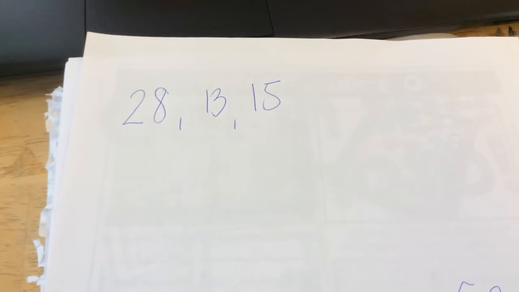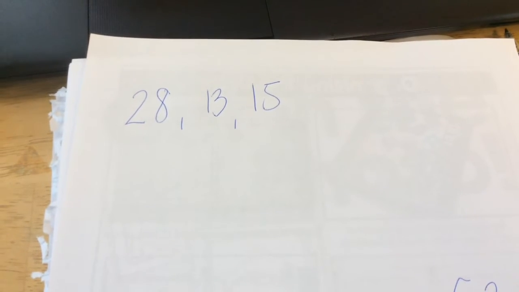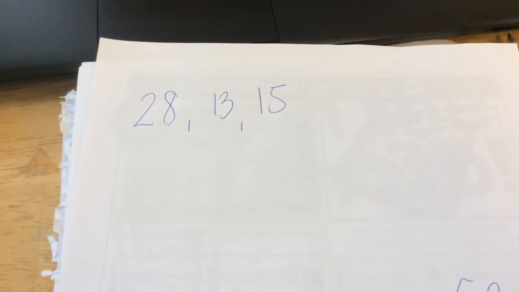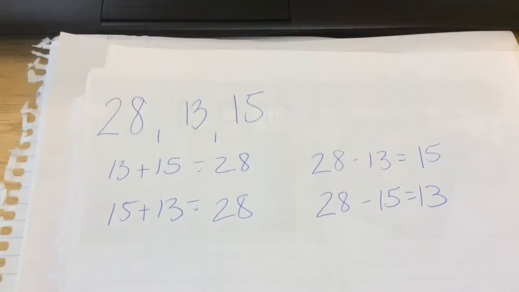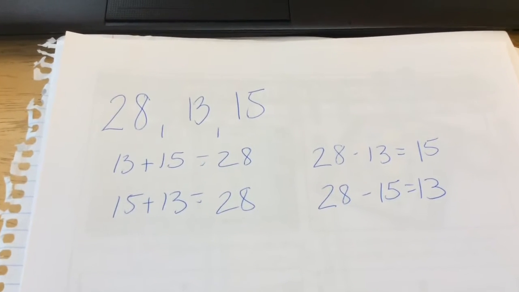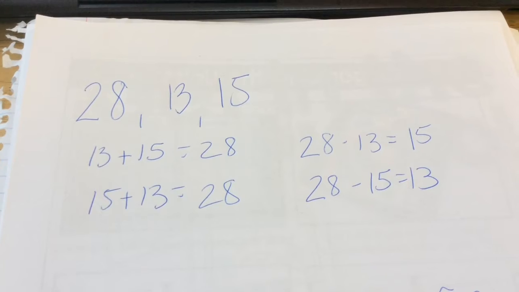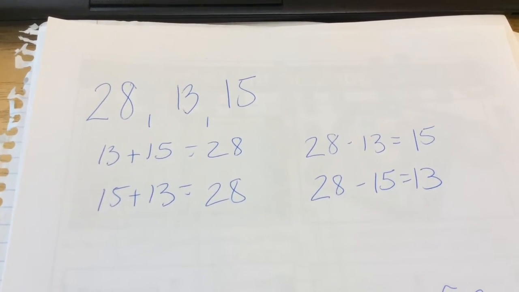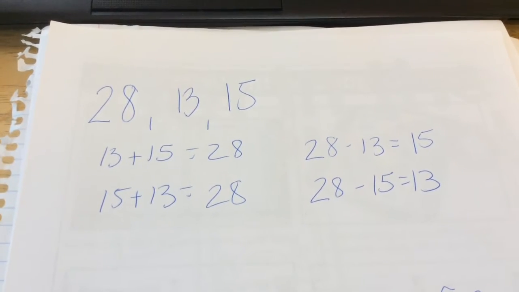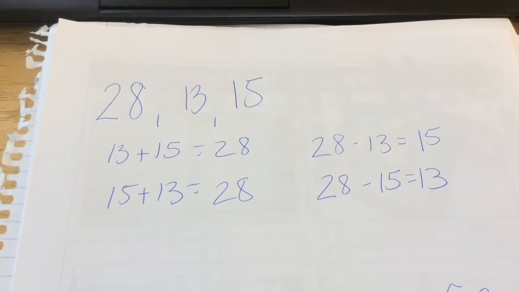All right, very quickly, you can take the numbers 28, 13, and 15 and put them into a fact family for Mrs. Moore. Two addition, two subtraction. Pause the video. Did you write 13 plus 15 equals 28? 15 plus 13 equals 28. Did you do the takeaway? 28 minus 13 equals 15.